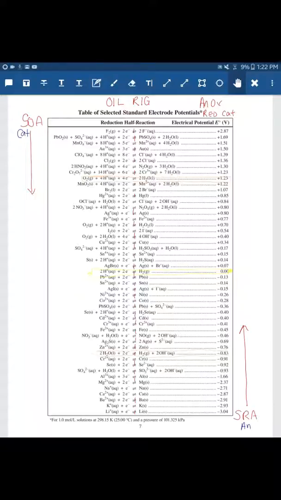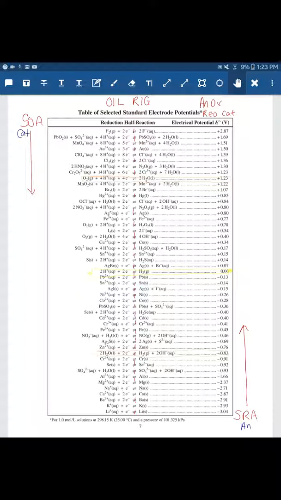I have some students that also like to take some sort of highlighter or pencil and identify some of the ions that exist on both sides of our table. So something like tin 2, for example, they would like to identify that just to make sure that they don't forget that they act as both an oxidizing agent and a reducing agent, especially for questions that involve disproportionation.